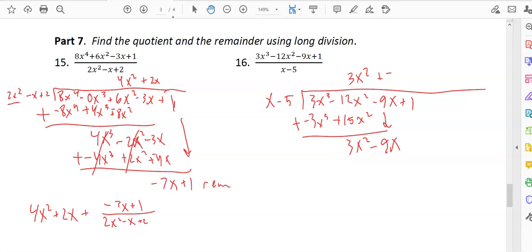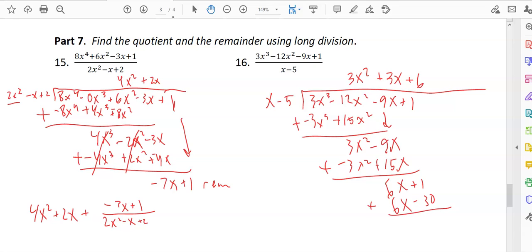This would be plus 3x, I guess. So 3x squared minus 15x, but don't forget we're subtracting both of those. So it's going to end up being a positive 6x, bring down the next term. x times 1 is 6, so that's plus 6. I know I'm done up there. 6x minus 30. Subtract both of those. So you get 31 as your remainder. So my answer is 3x squared plus 3x plus 6 plus 31 over x minus 5.